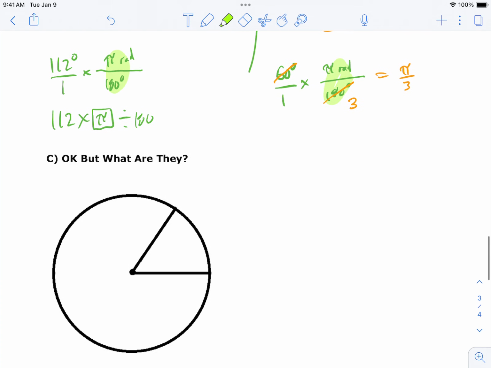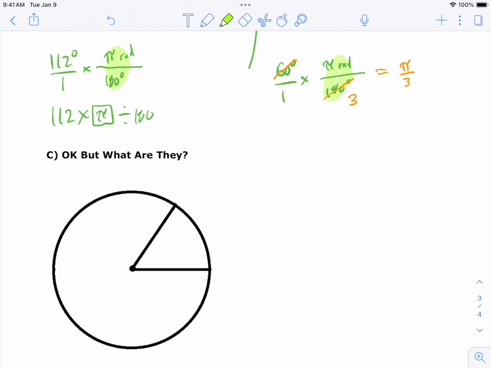Okay, but what is a radian? Here's where I'm going to show you what a radian really is. So here's a circle. That's the radius of the circle. And then let's say you're walking along the outer edge of the circle. We call this the arc length. Usually we use an S to stand for that. I like to make a script S so I don't think it's a 5. So that's the arc length.